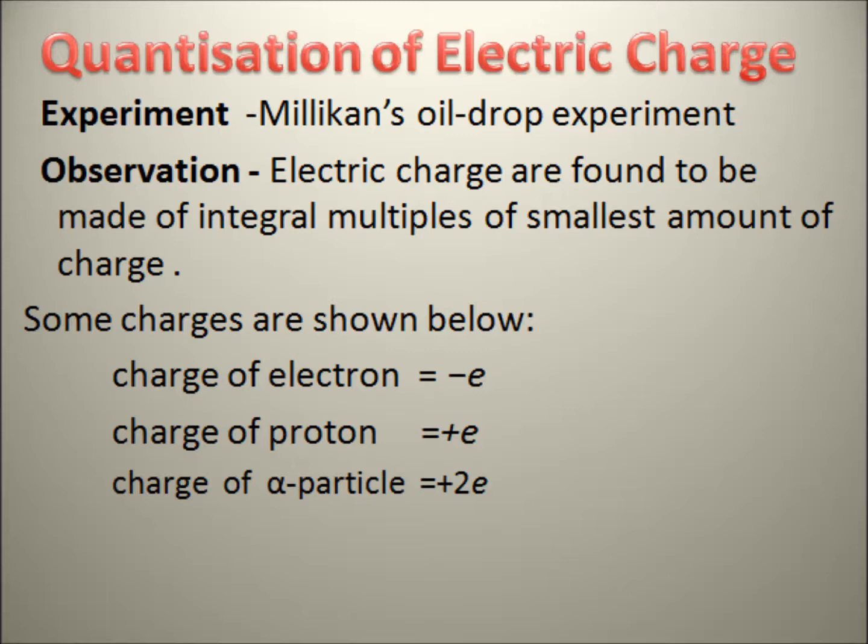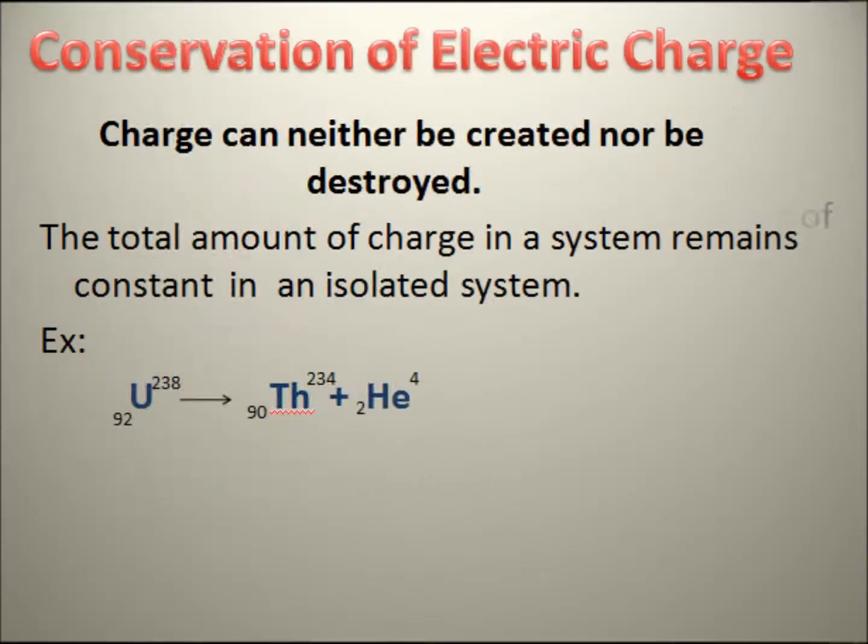Some particles are as follows: the charge of an electron is minus e, the charge of a proton is plus e, and the charge of an alpha particle is equal to plus 2e, that is, two positive elementary charges are present.